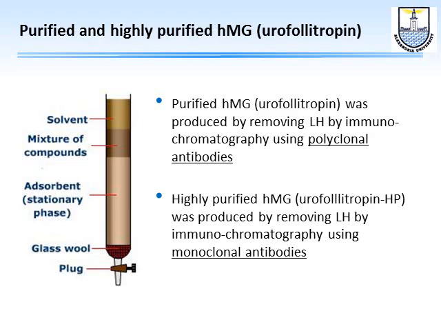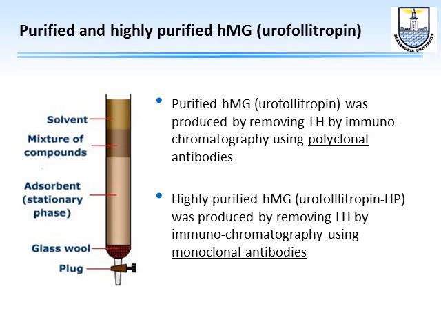As you can see in this diagram, this is a column. You put your column and you put the adsorbent, and you can add to this adsorbent an antibody to LH, and then you put your preparation on the top, and it will go through, but the LH is going to be attached by the adsorbent, as you can see here, so that what you would collect at the bottom of your column will be a preparation which contains less LH. So if you use polyclonal antibody, you get a purified HMG.